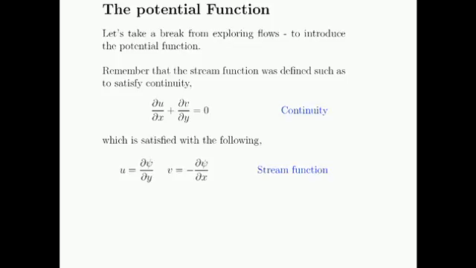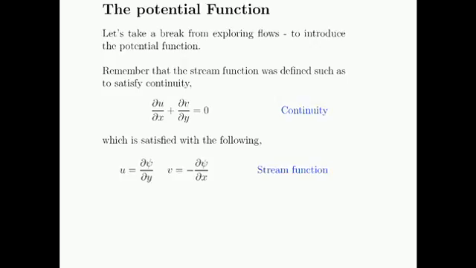So we defined that u is equal to dψ/dy and v was equal to minus dψ/dx. And then if I substitute those definitions into the equation for continuity, what I ended up with was d²ψ/dxdy minus d²ψ/dxdy must equal zero, which of course it does. So the stream function ψ was defined from the get-go so that it just satisfies continuity. That's really what it does.